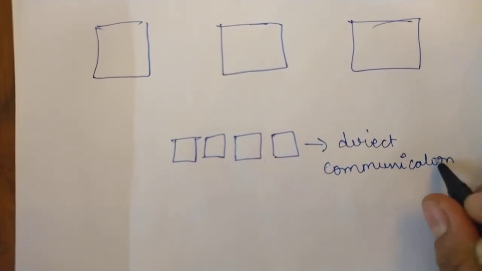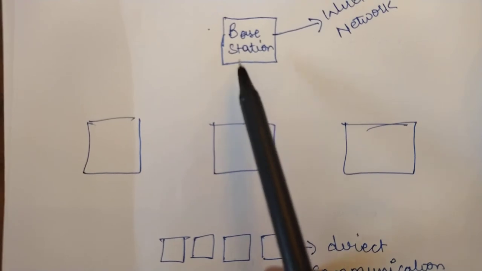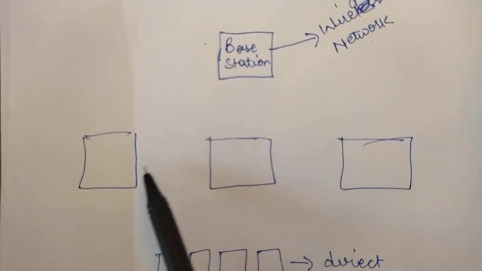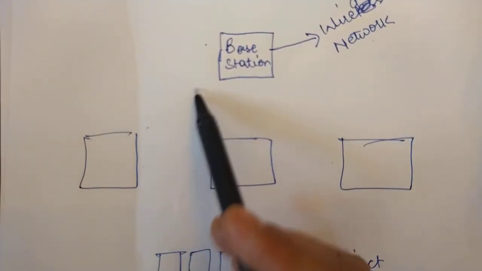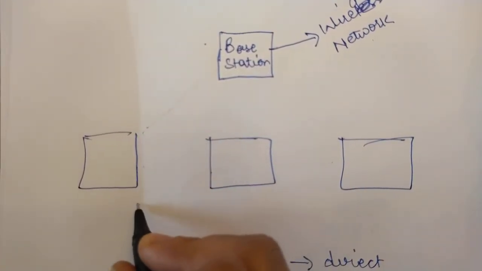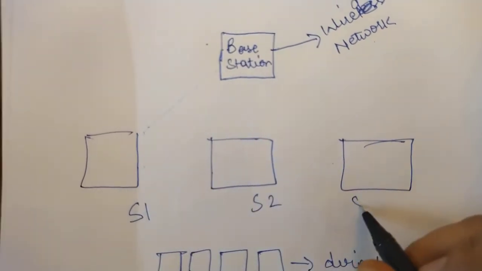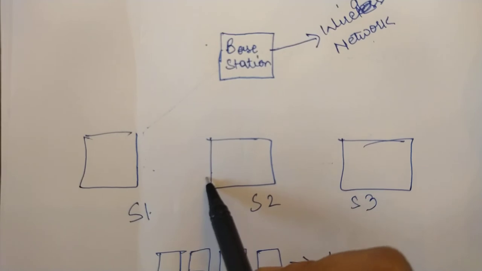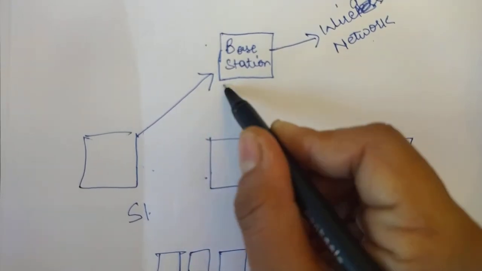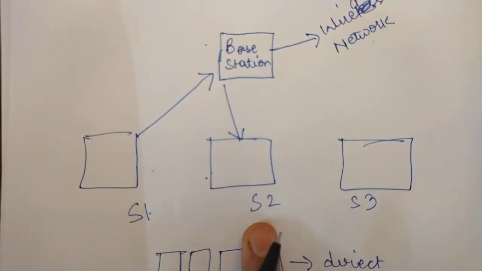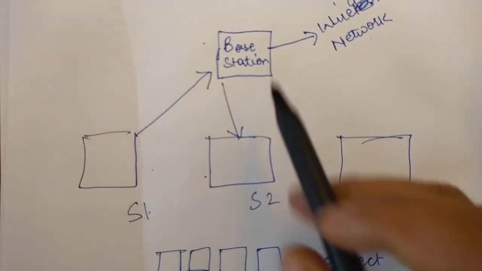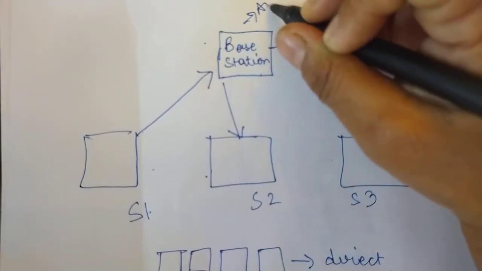So, if the systems are far away in a wireless LAN, then you have an antenna at the ceiling, known as the base station, which is connected to a wired network, and these systems communicate through the base station. If this is system 1, system 2 and system 3, and system 1 wants to communicate with system 2, it cannot communicate directly. First it will send the message to the base station, and then the message will be received by system 2. This is how two systems which are far away from each other in a wireless LAN communicate through the antenna or the base station.